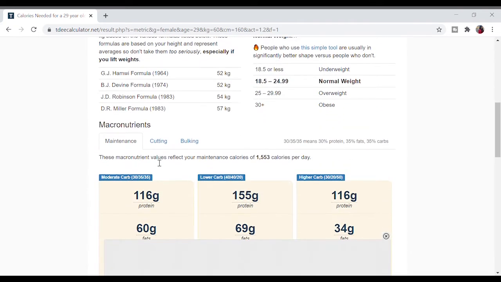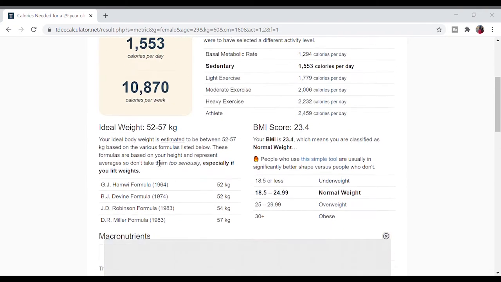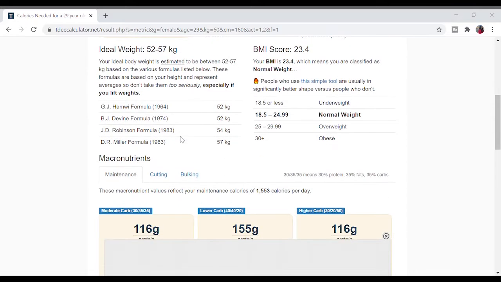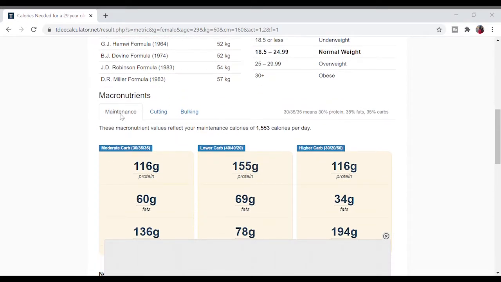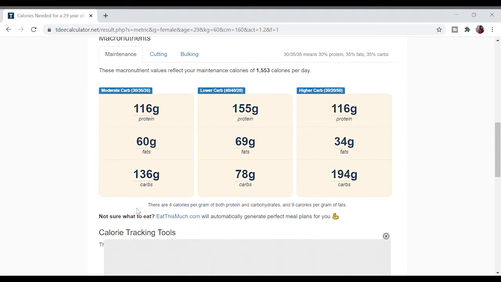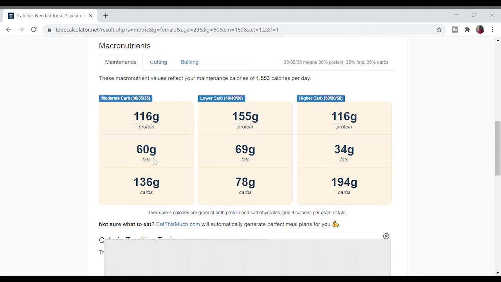Now, if you have a weight of 60, you can see here the ideal weight is like 52 to 57 kgs for that weight and height. So if I want to maintain weight and I do not have any plan to reduce weight, then 1553 calories per day I'm supposed to take. So for maintenance, if I am on moderate carbs, this is my requirement. Per day, I'm supposed to eat 136 grams of carbs, 60 grams of fat, and 116 grams of protein.